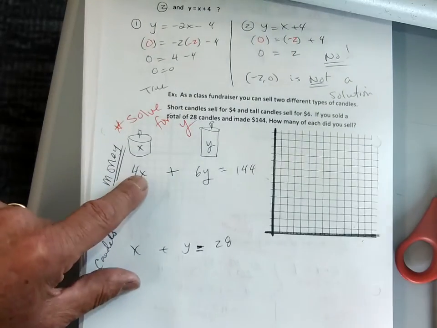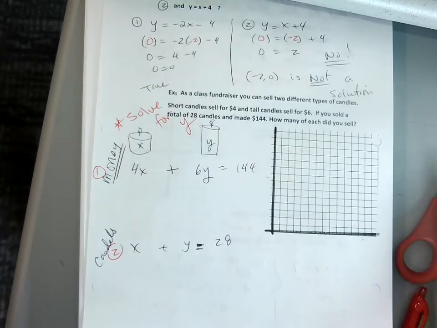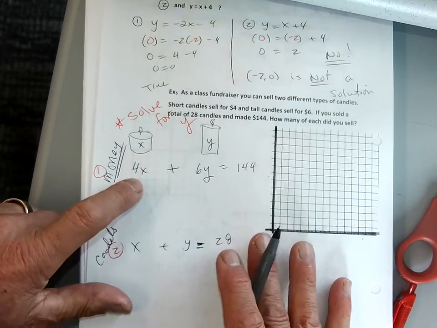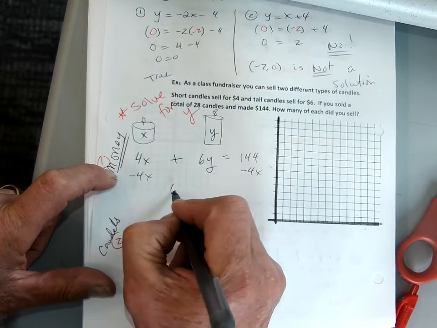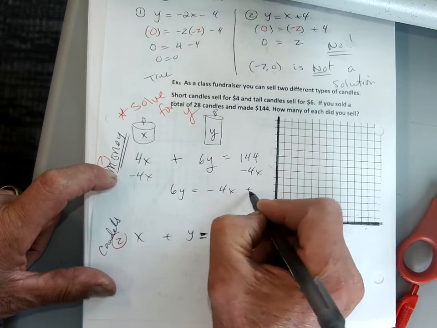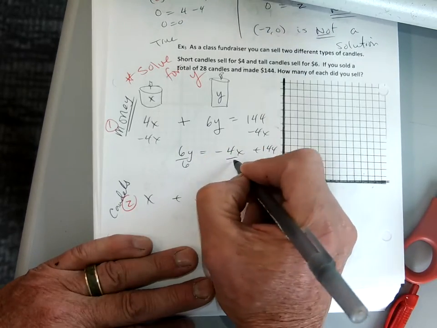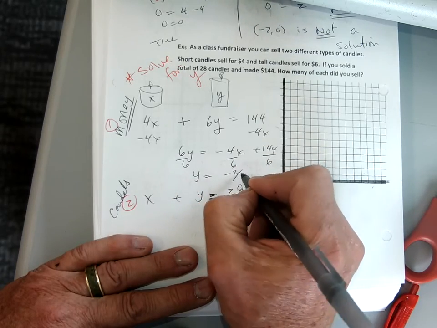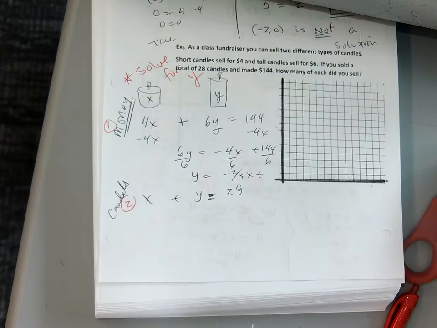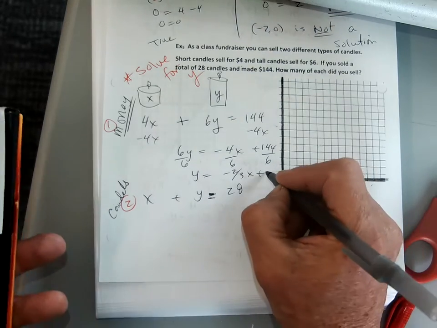Okay, so I've got 2 equations. I've got equation 1, my money equation. Equation 2, my candles equation. Let's solve. Minus 4X. 6Y equals a negative 4X plus 144. Divide by 6, divide by 6, divide by 6. Y equals, well, I'm going to reduce that to negative 2/3 X plus, I don't know, calculator time. 144 divided by 6, I get 24. Plus 24. Okay, now I can graph that.